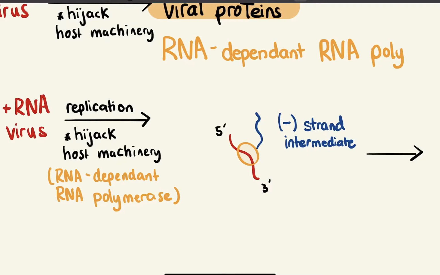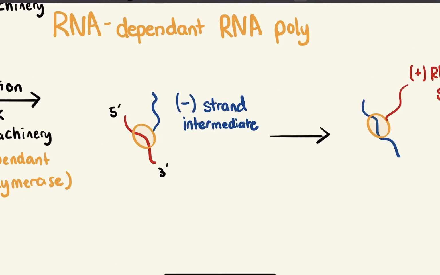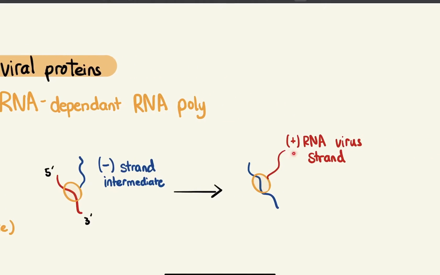Now, you might be able to connect this with the negative RNA virus, and indeed, this is a reference to that. The negative strand does not have the ability to produce the viral proteins. Only the positive strand has it, so the negative strand is considered an intermediate. It has to be transcribed to make the positive RNA virus strand, which will be responsible for all the viral characteristics.